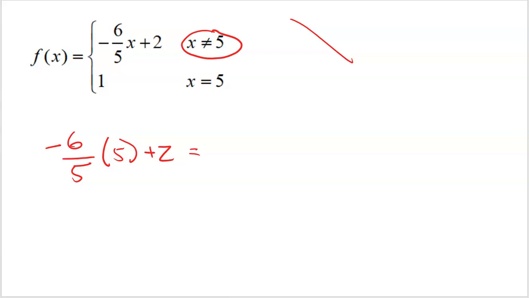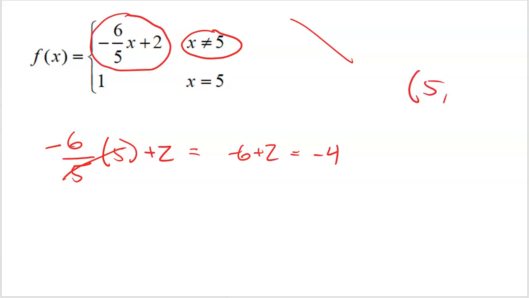If I plug in 5, let's see how I get it, the 5 is reduced to a 1. I get negative 6 plus 2. Negative 6 plus 2 is negative 4. So this function is supposed to have a point at 5, negative 4, excuse me. That's what's supposed to happen. But the way I've defined this interesting piecewise function is that when x equals 5, don't use that function. So don't do what I just did. Instead, when x equals 5, use 1.